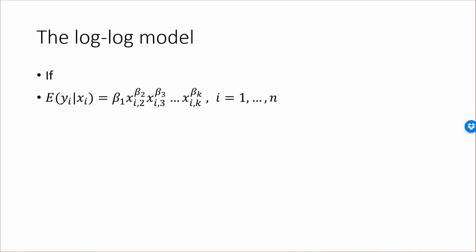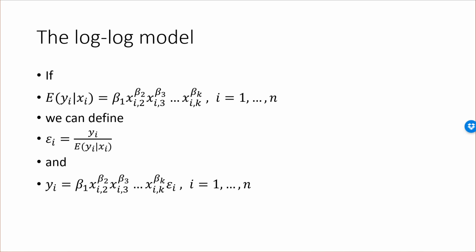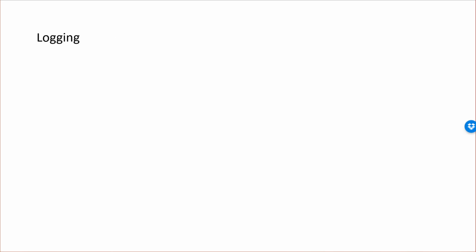That kind of makes sense because all the other terms are multiplied by each other, so it makes sense that everything else that affects yi in addition to the explanatory variables should be multiplied to this expression. And that in turn means that the error term must be defined as the ratio of yi to the expected value of yi. So that if we multiply both sides by this expected value, we have the complete model like this. Not a regression model, but can be made into a regression model by logging both sides.